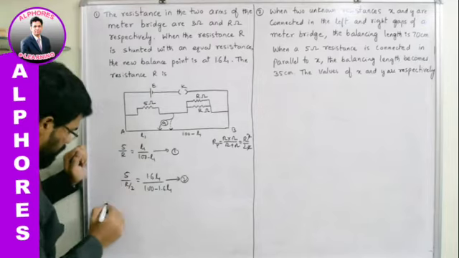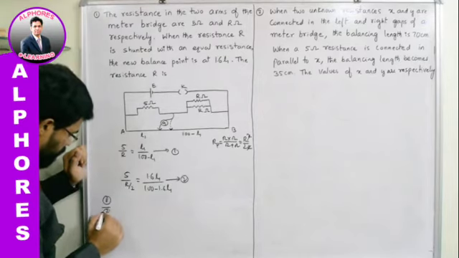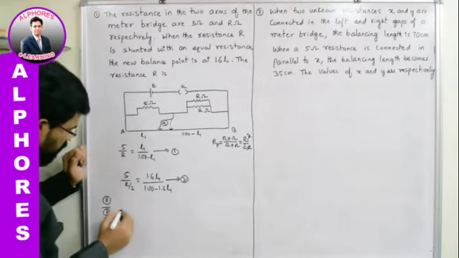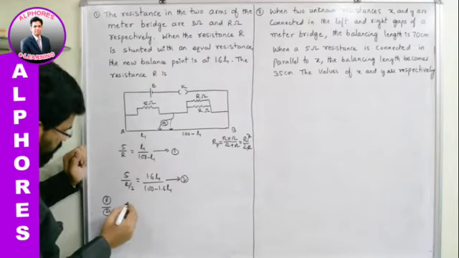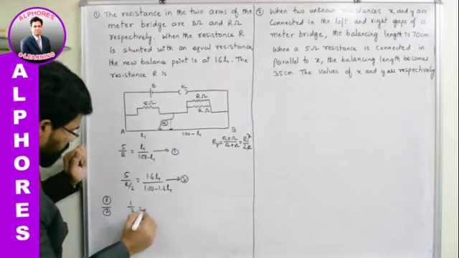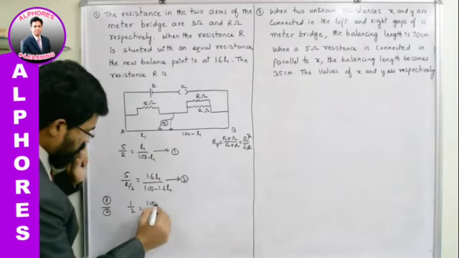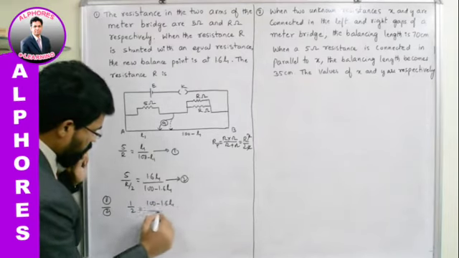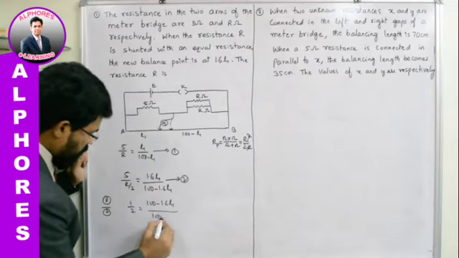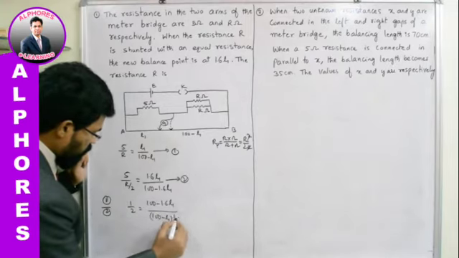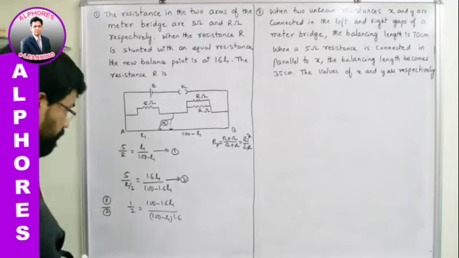Now let us divide equation 1 by 2. What do we have? 5 gets cancelled, R gets cancelled, and then you will have 1 by 2 equal to, L1 gets cancelled, so you will have 100 minus 1.6 L1 by 100 minus L1 into 1.6. So this is what you are left with.